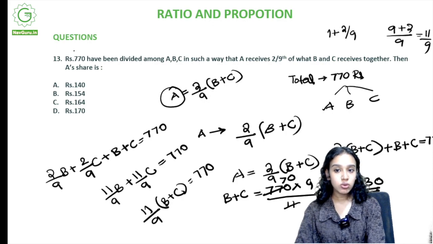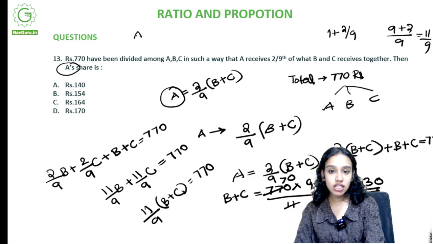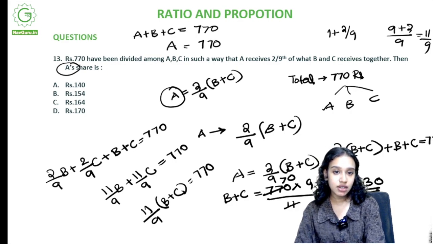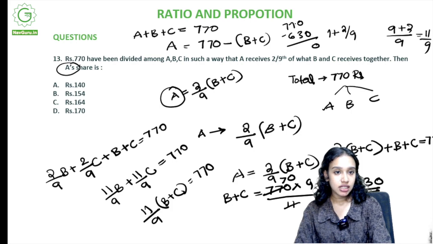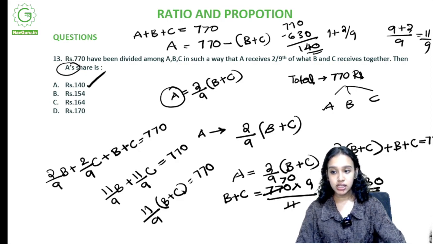So we have to find A's share. So what is A's share? We know that A's share plus B's share plus C's share is equal to 770. So A's share is equal to 770 minus (B plus C), right? So it's 770 minus 630, which gives us 7 minus 3 is 4, and 140. We got the answer here.